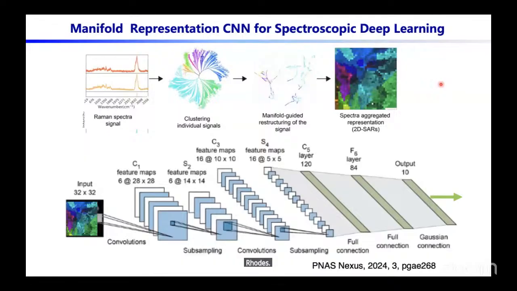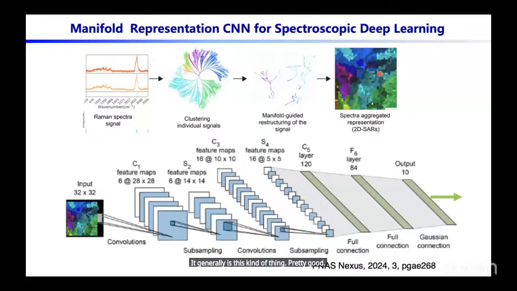And manifold methods have also been applied for spectroscopy deep learning. So here is the example, the Raman spectra of two samples. And then it does the data analysis of the signals, and then it uses the manifold approach for reordering of the data. It generates this kind of figure.